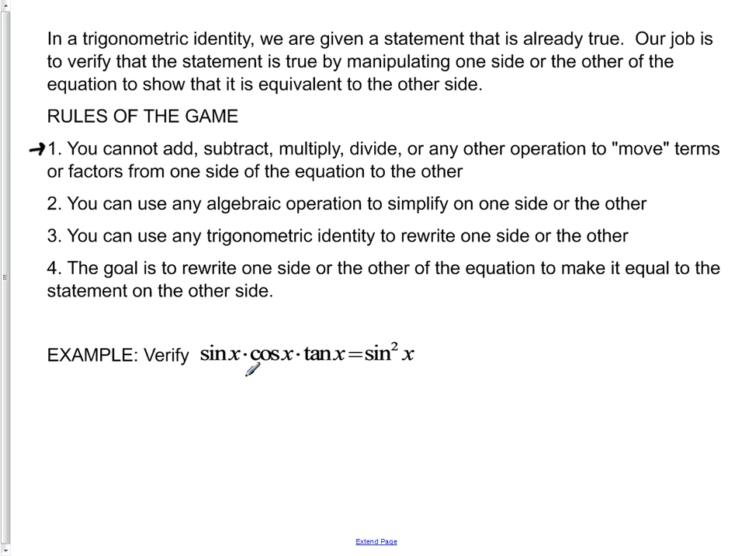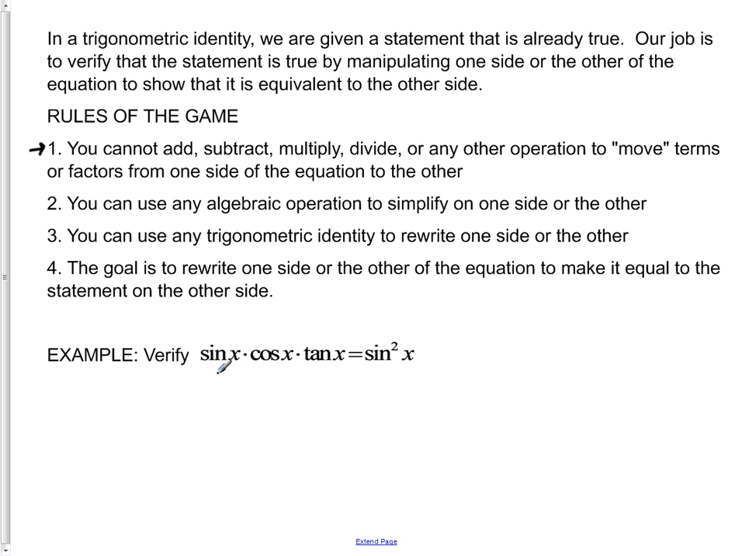And in this example right here, we're told, let's verify that sine of x times cosine of x times tangent of x is equal to the square of the sine of x. So using our rules, we can't do anything like divide out one of these factors on the left, but what's generally done is that we can take one side that looks a little bit more complicated and perhaps rewrite it so that it becomes less complicated.